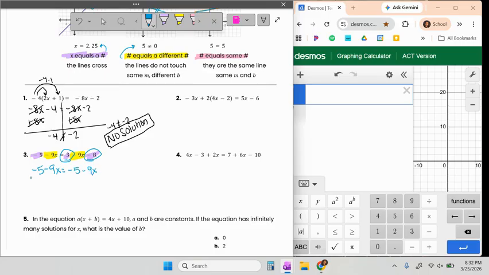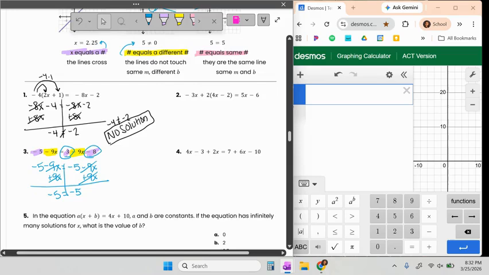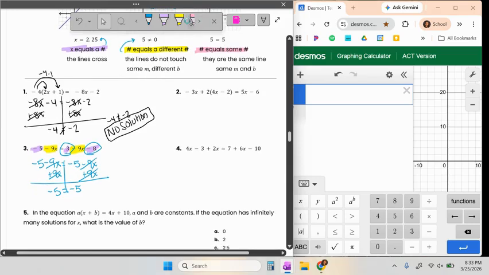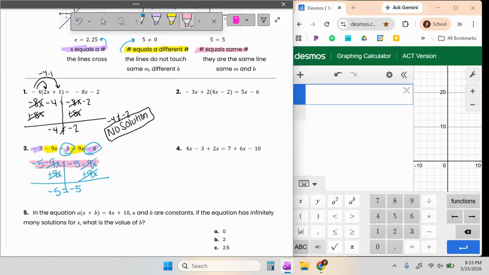We could do a plus 9x on both sides. And then we are left with -5 equals -5. Okay. Also, if you were to just look at this, once we simplified it, hopefully you notice that they're the same on both sides. -5 minus 9x equals -5 minus 9x.